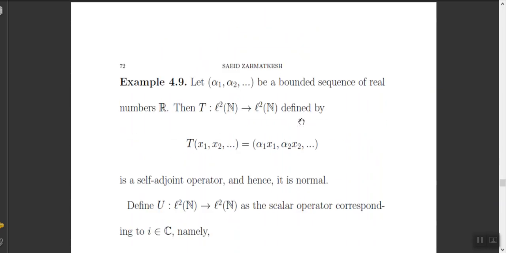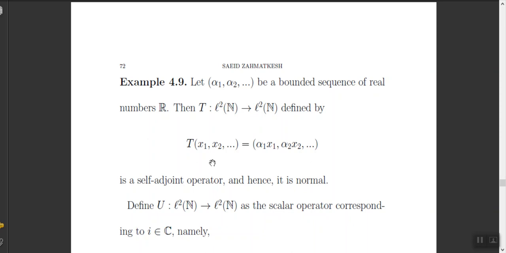Now let's see some example here. Okay, look at this example. Suppose that this is a bounded sequence of real numbers. It means each alpha i is a real number. Do you remember, according to this bounded sequence, we can define a bounded linear operator on L2 by multiplication, something like this. If you remember, just now we talked about this. We claim that this operator T is self-adjoint and therefore normal.